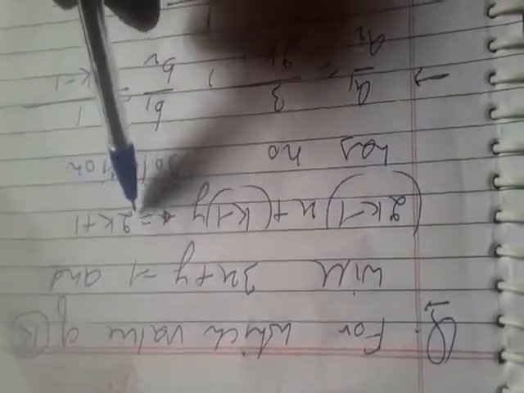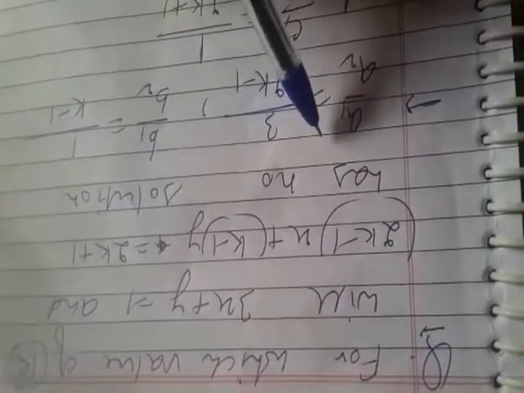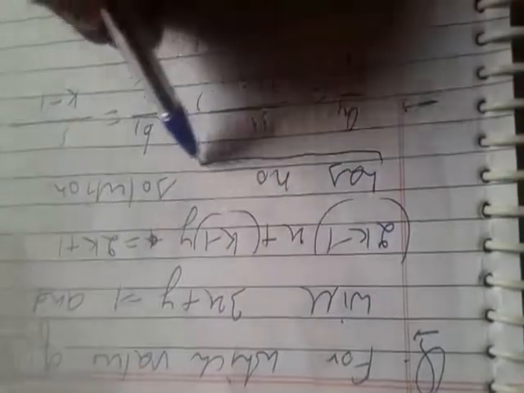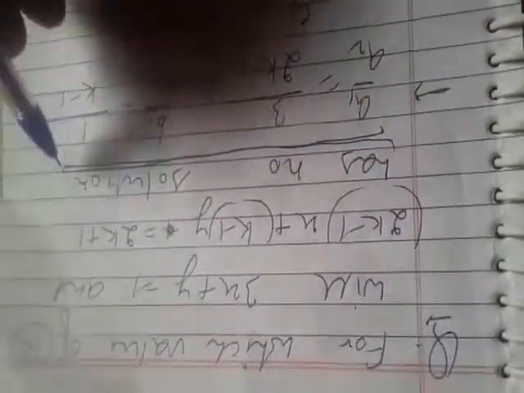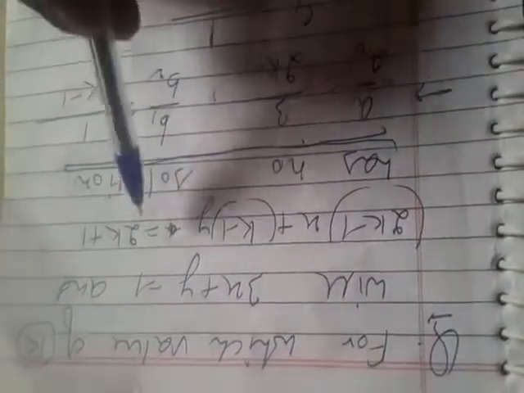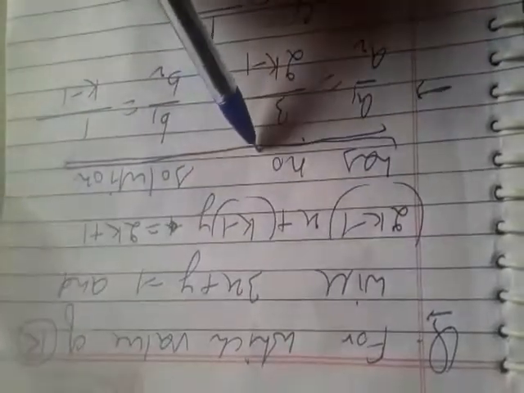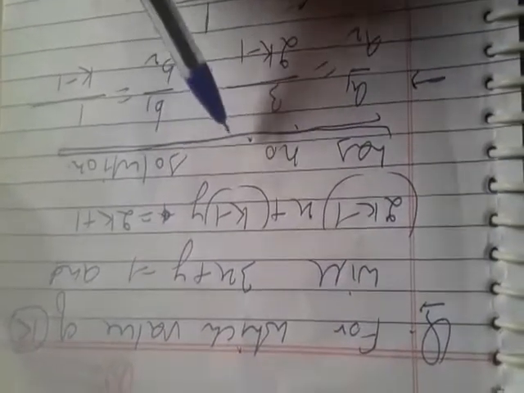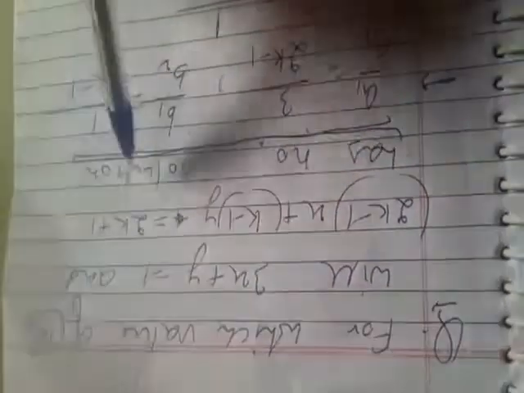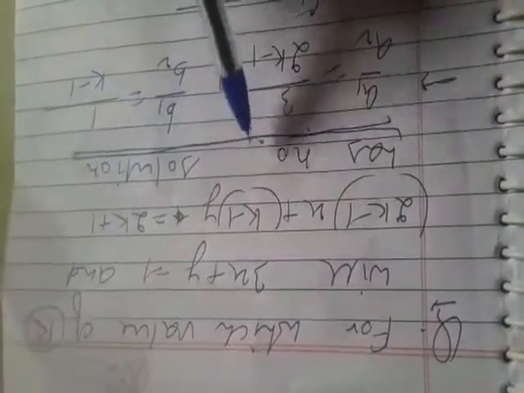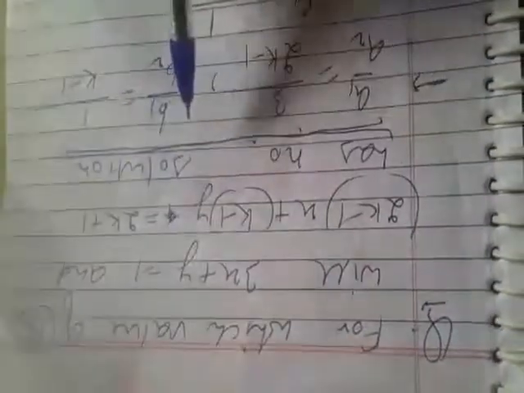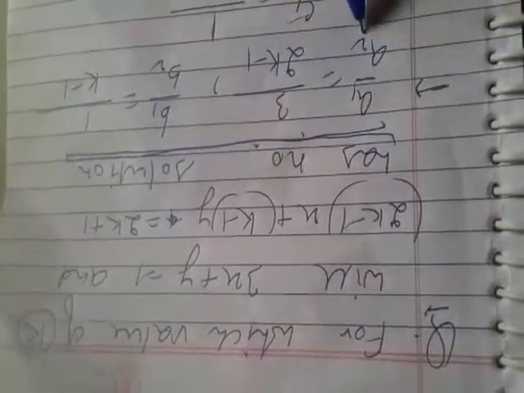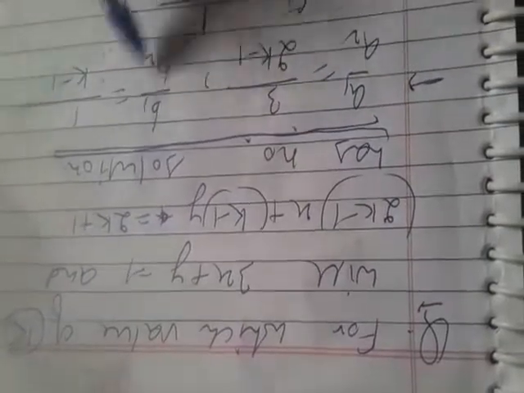We have to obtain the value of k such that it has no solution. It is the last condition. We are having three types of conditions. One is infinite solution, the second is unique solution, and the third one is no solution. You have to find out the value of k such that this equation has no solution. For that, what will we do? We will find out the ratio of a1, a2, b1, b2 and c1, c2.